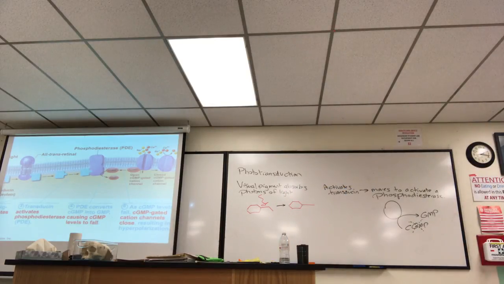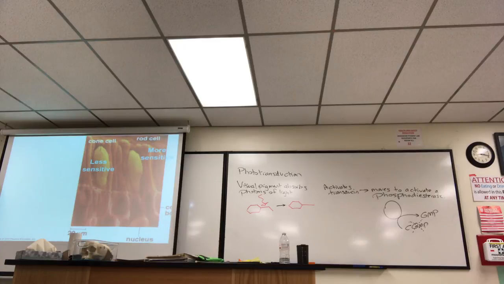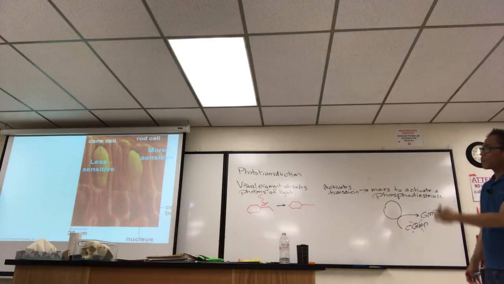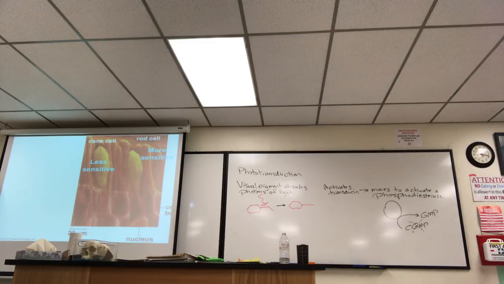So there's something called light-dark adaptation. When you're in a light room, then you go to a dark room, or vice versa. What we say is that the cone cells are less sensitive, the rod cells are more sensitive, meaning that the cone cells only work when there's plenty of light in the room. It takes more light to turn them on because they're less sensitive. But the rods are for dim vision because they're more sensitive. They don't need as much light to get them to work for us.